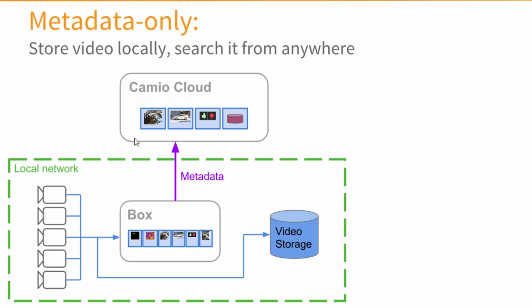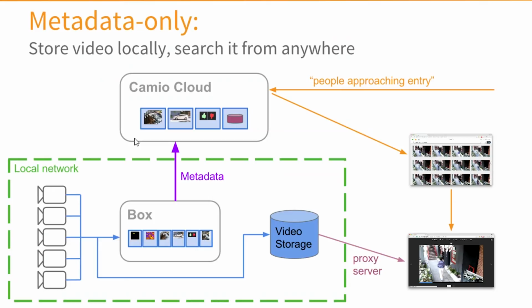You upload the video to your own storage, but you upload all the metadata to us, so that, if you go to the next slide, when you do a query, you can query our servers that act as smart indexing servers. So the query is processed by us, for example, people approaching entry, and we give the results of that query in terms of web pages that can be displayed with the cover image of what happened, so that you can make sense of whether you want to play that event or not. But when you play it, the video comes from your video storage via proxy server.